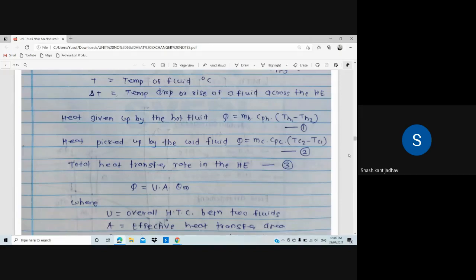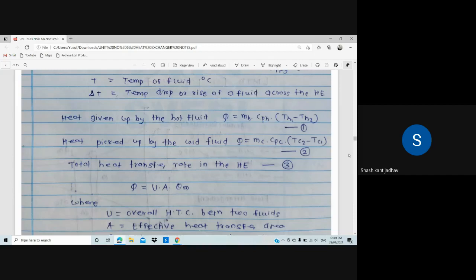Okay, so heat picked up by the cold fluid, Q is equal to m dot C Cpc into TC2 minus TC1. So all of you write down that equation for the cold fluid, and that is equation number 2.